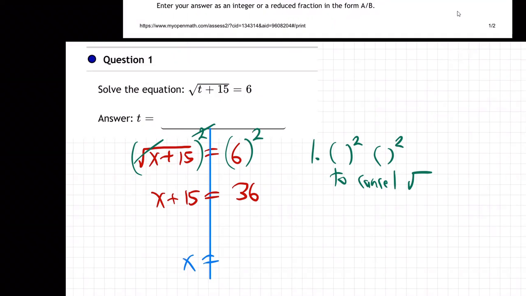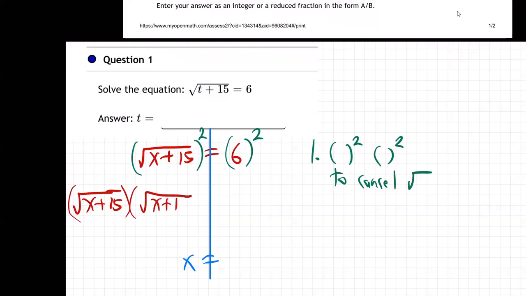Is that making sense? Actually, you know what? That's true, but let me take it slower just to show you exactly why. I don't want to do it almost like it's a trick. Let me show you. First off, it means square root of X plus 15 times square root of X plus 15. And the other side means 6 times 6. Let's just do it a little slower, right? That's clearly what a 2 power means. It means 2 of them.